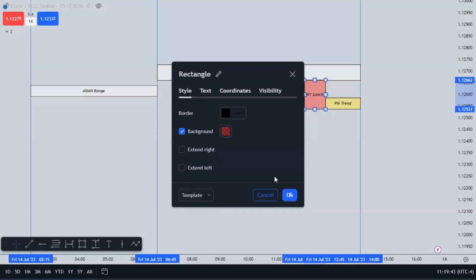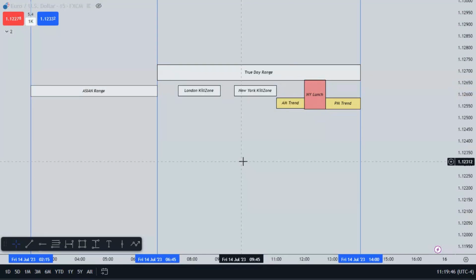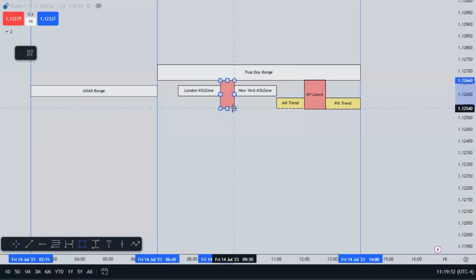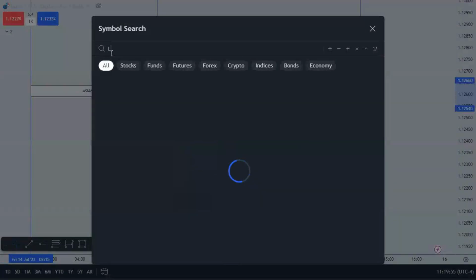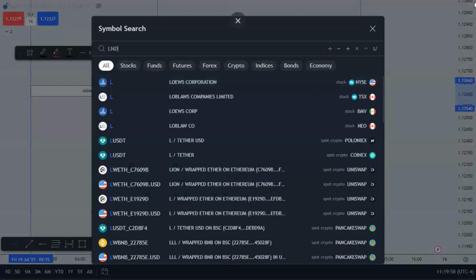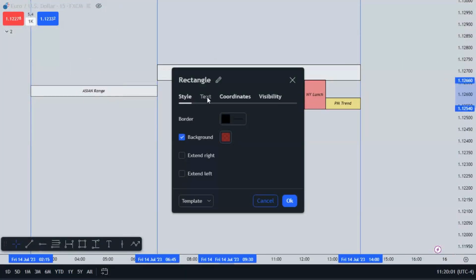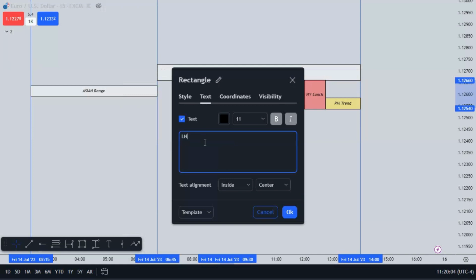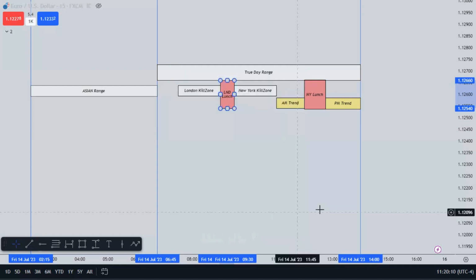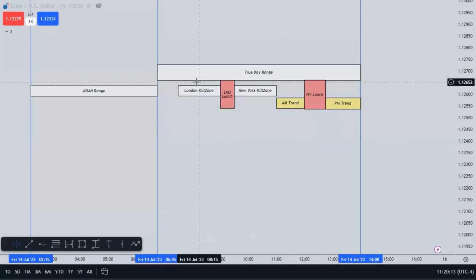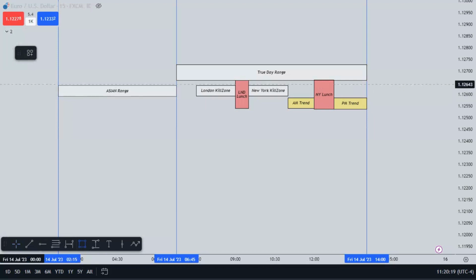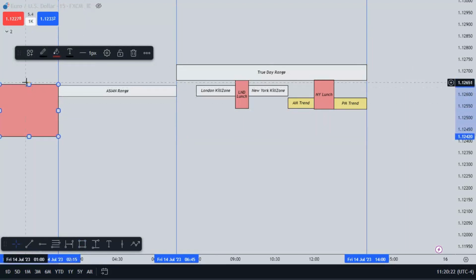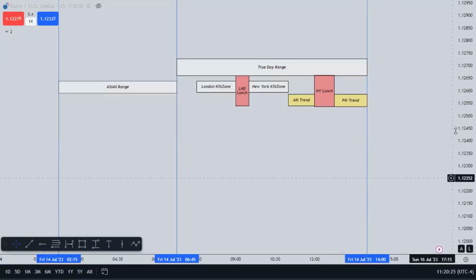I'll make this red. And then we've got the London lunch. So this is basically all the data we utilize when it comes to time and price. Even though on the side here we'll have our central bank stimulus range, we don't really have to utilize that for this, right?